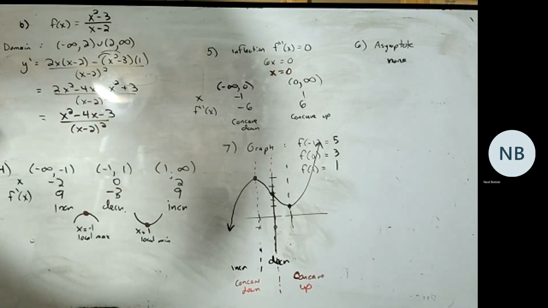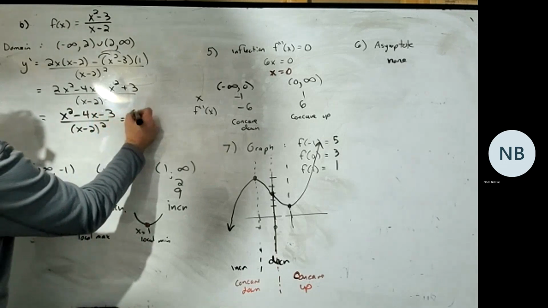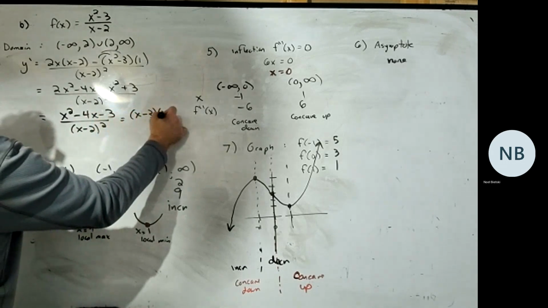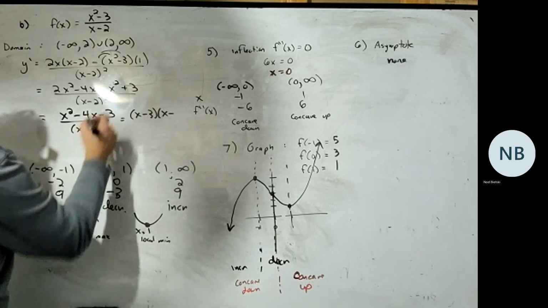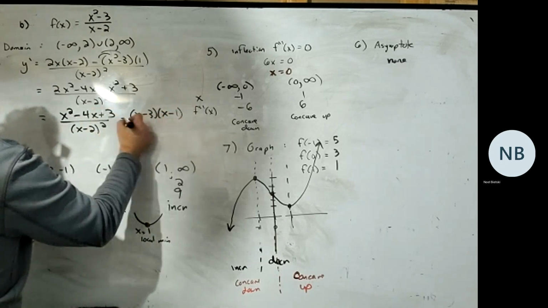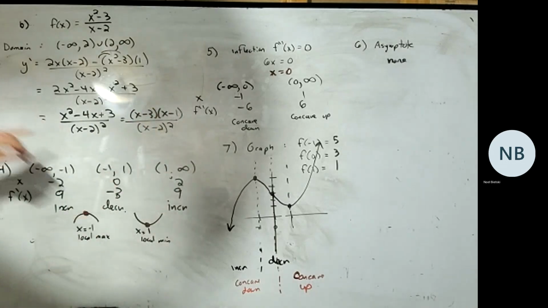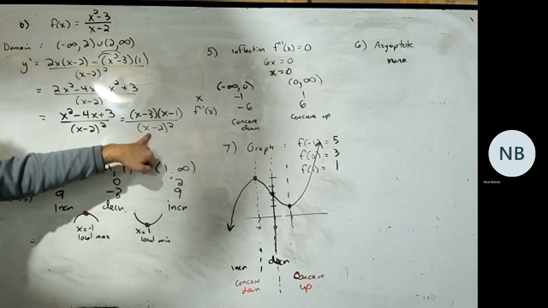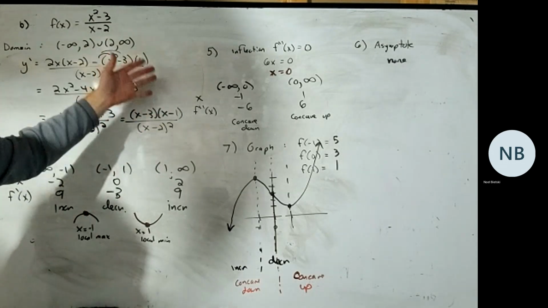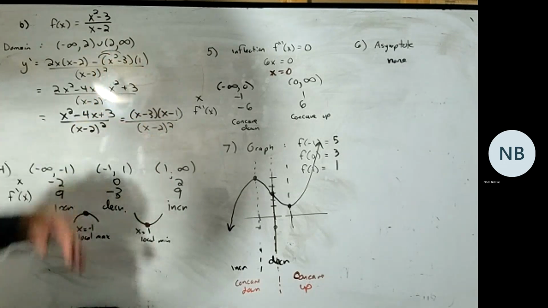So that actually factors. That's kind of nice. So this is going to be x minus 3, x plus 1 all over x minus 2 squared. Unfortunately, nothing cancels, but when you have something in that form, remember, if I want to find critical points, it's when the top is 0 and also when the bottom is 0, because it'd be undefined.